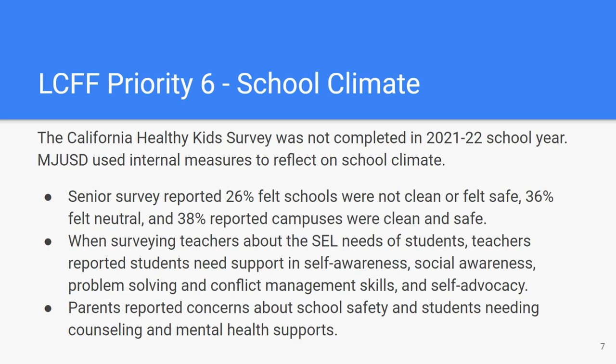Priority 6 focuses on school climate. The California Healthy Kids Survey was not administered during the 21-22 school year. Therefore, we relied upon internal measures to evaluate school climate. We surveyed high school seniors and asked them if they thought schools were clean and safe. 26% disagreed, 36% were neutral, and 38% agreed. When we asked teachers about the social and emotional needs of their students, they reported students need support in social awareness and conflict management. When we asked parents their biggest concern, they reported school safety.